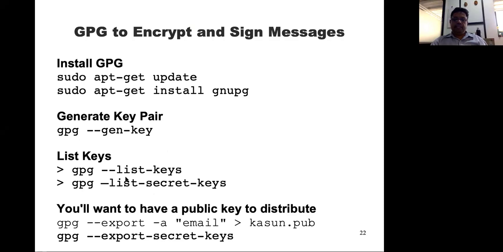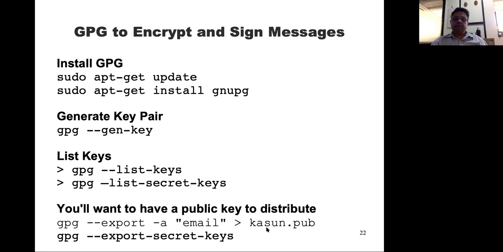The private key is called the secret key. It's kept only with you. But the public key you have to send to your friends, so then your friends can send encrypted messages to you. For that you have to export your public key to a file. So this command will export it to a file.